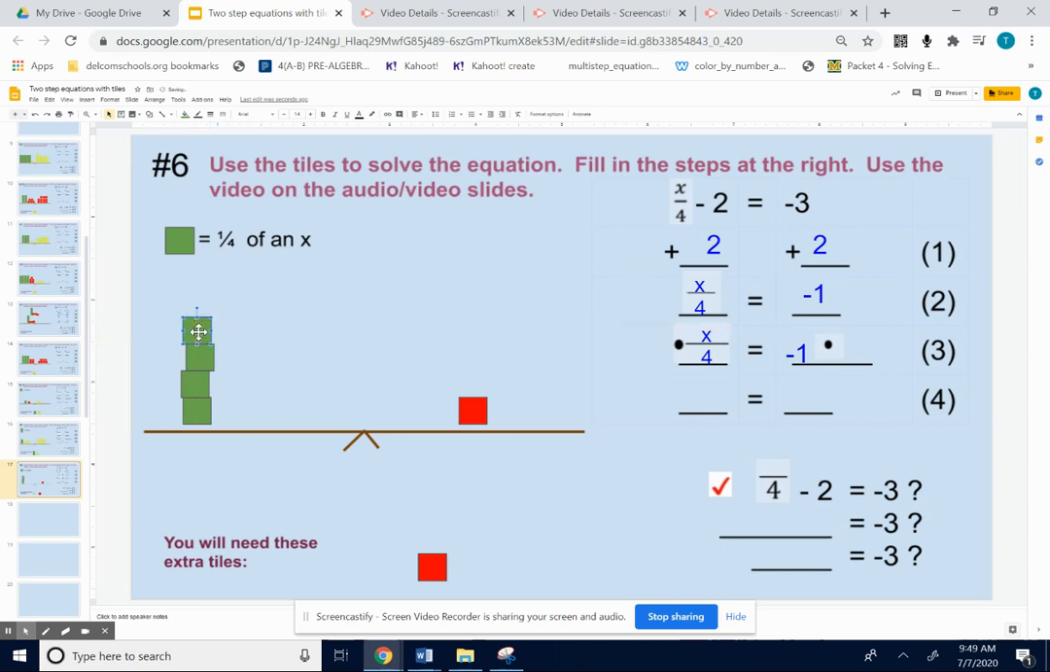We multiply the left by 4. But if we multiply the left by 4, we better take that negative 1 square and multiply it by 4. So if we have 1 negative and we multiply it by 4, we would now have 4 negatives. For row 3, type in what you did, and then for row 4, type what your answer is.